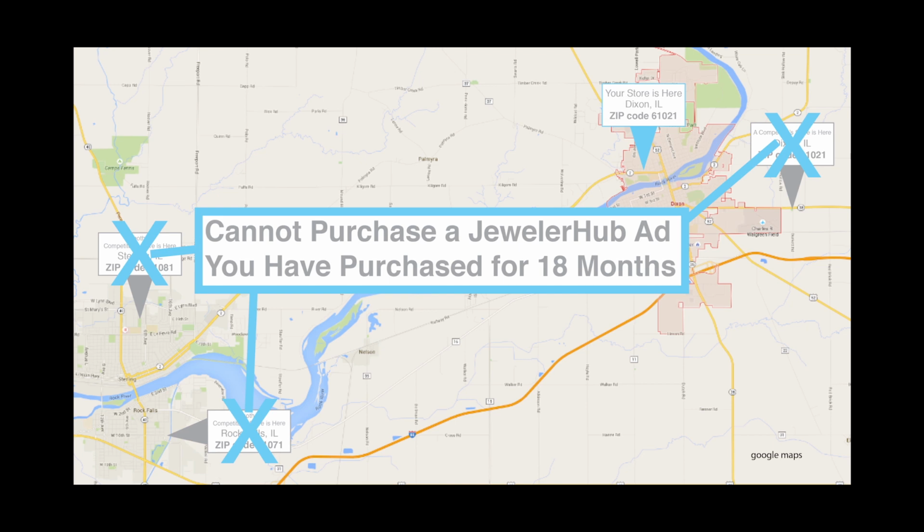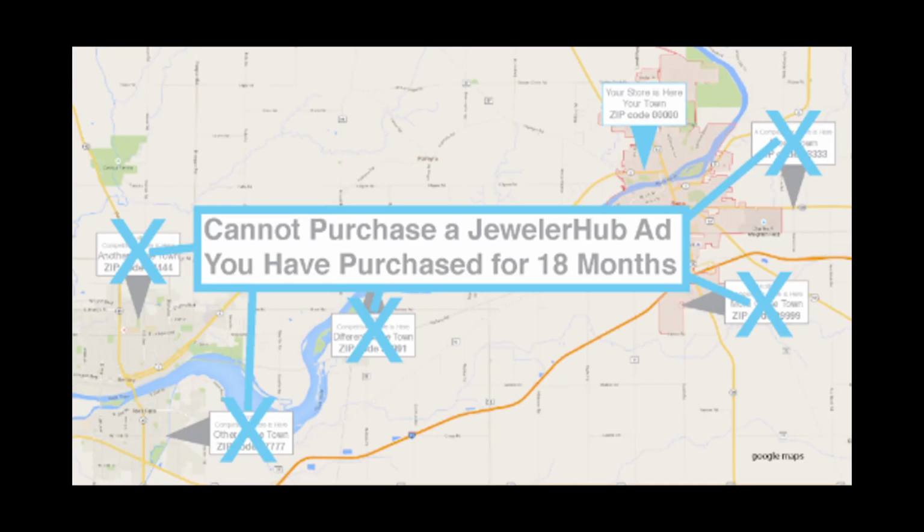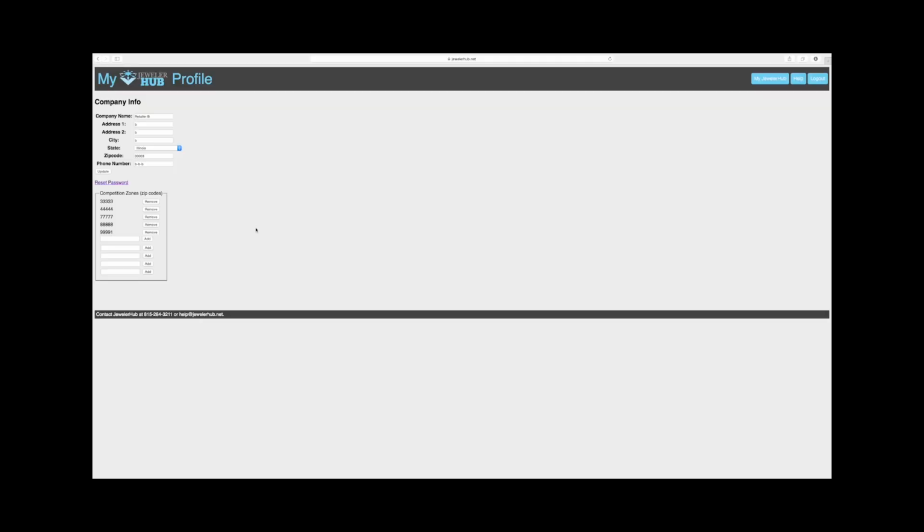Now, if I design an ad, purchase it, and then remove any of these zip codes, any store that was in any of these zip codes will then have access to that ad. So you want to make sure that your zip code list is accurate and does not change, because the moment you take someone out, those ads will now be available to that store.